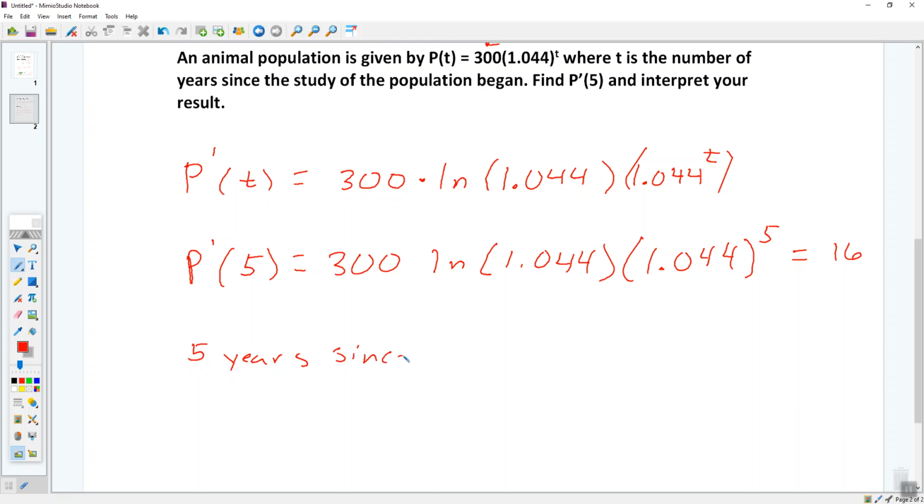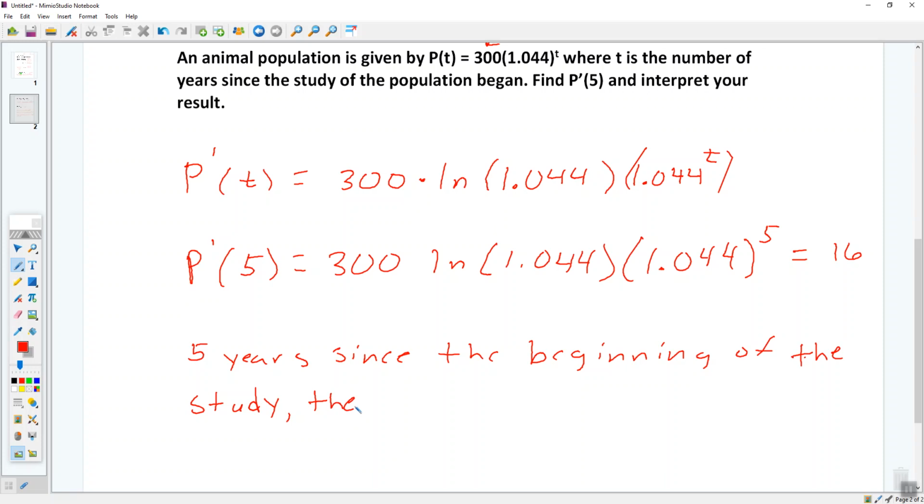Let's say 5 years since the beginning of the study. That's what I should say because it's ongoing, right? It's the beginning of the study. Five years since the beginning of the study, comma.